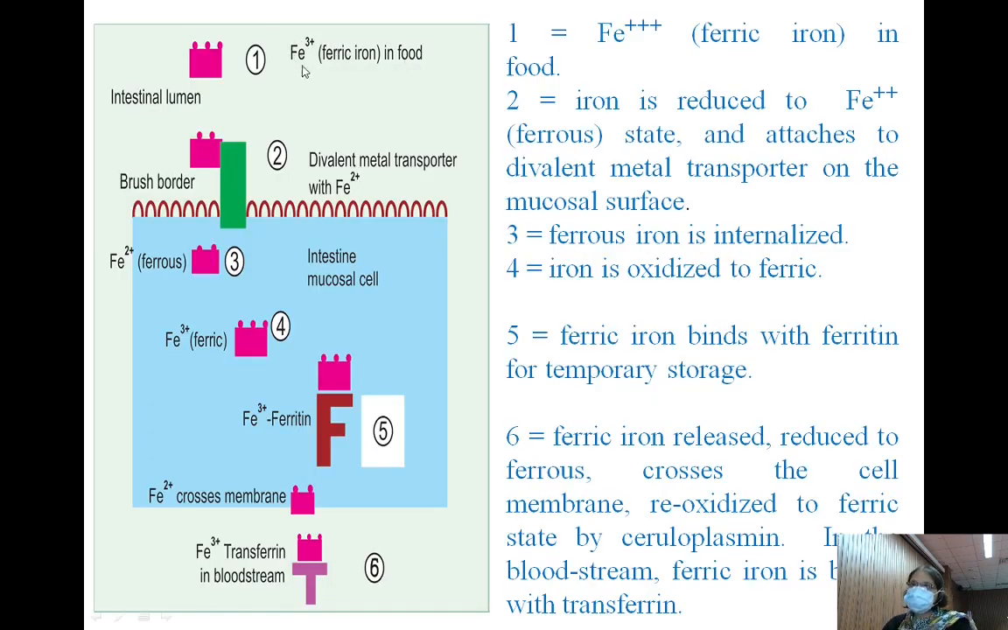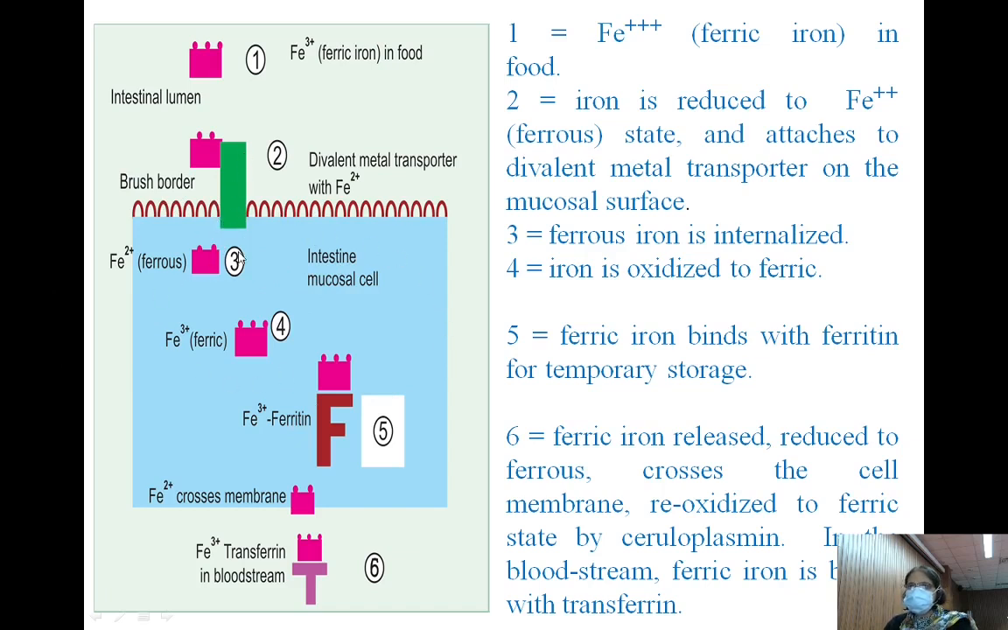Dietary iron, with the help of gastric HCl, in the lumen of the upper part of the duodenum and jejunum, the intestinal lumen, is reduced by HCl and ascorbic acid, vitamin C, to the ferrous state. The divalent metal transporter is present on the mucosal surface of the intestinal epithelial cell, also known as the intestinal mucosal cell.